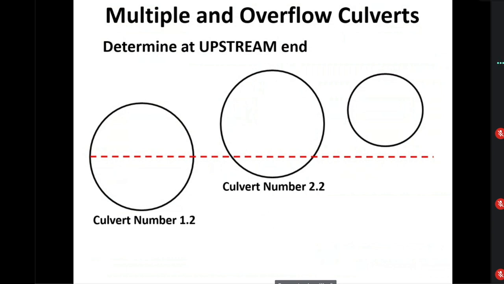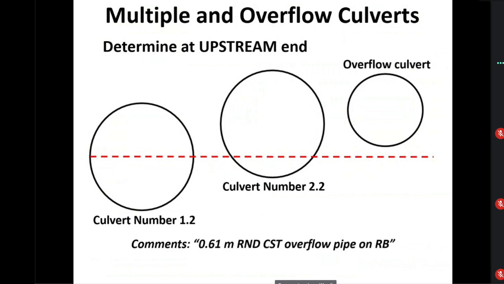So here we go. Culvert number 1 of 2, and 2 of 2. So at this perspective, we are upstream looking downstream at the inlet of these culverts. And you see, I'm hoping that my delay isn't too long, but you have the 0.61 meter diameter, round CST, corrugated steel overflow pipe on right bank.